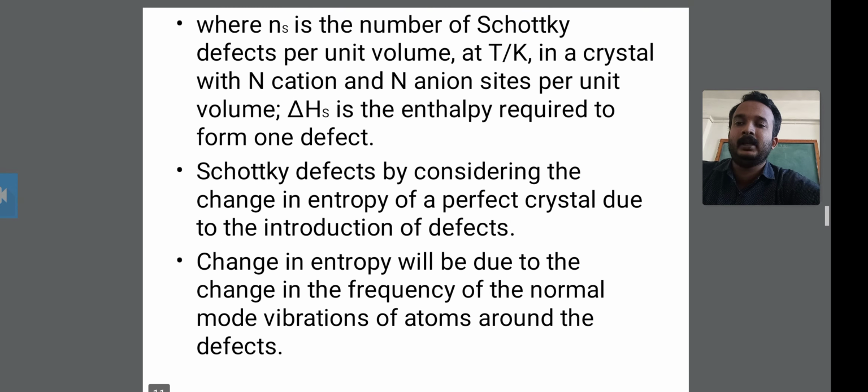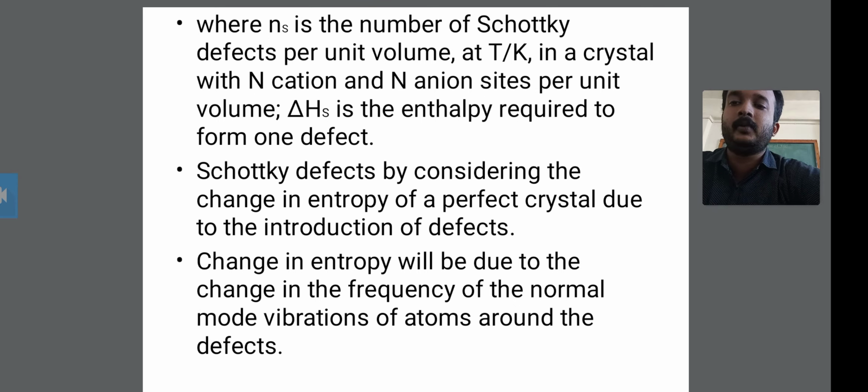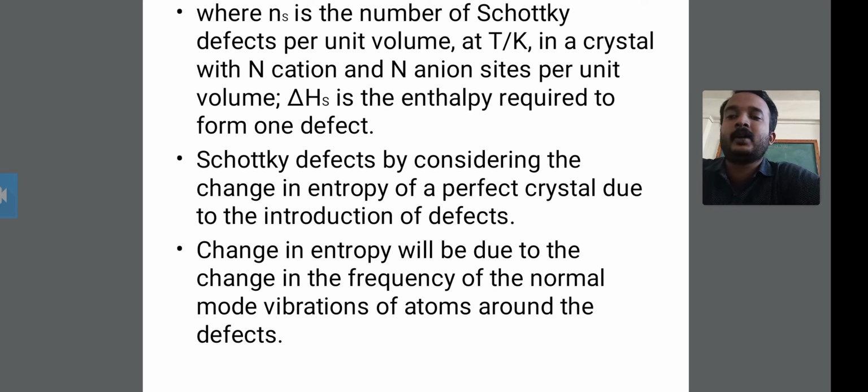Okay, where n s is the number of Schottky defects per unit volume at temperature T Kelvin in the crystal. Capital N shows the number of cation and anion sites per unit volume in the crystal, and delta H s is the enthalpy required to form one defect.